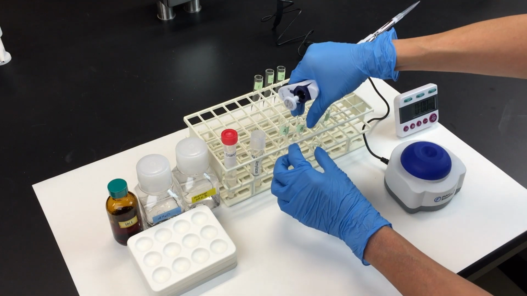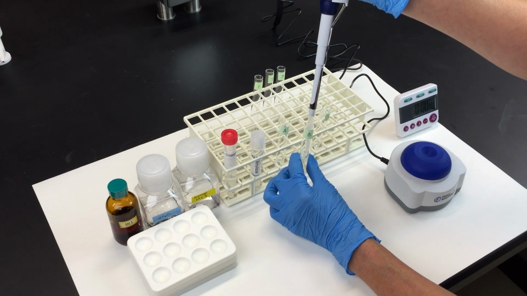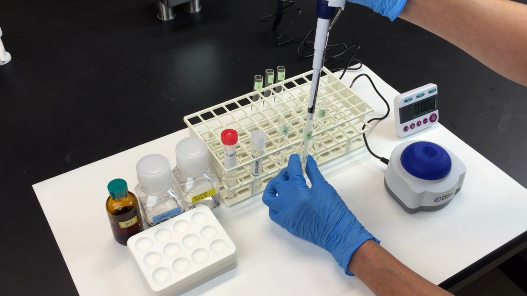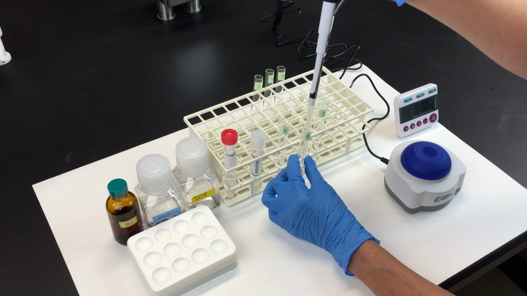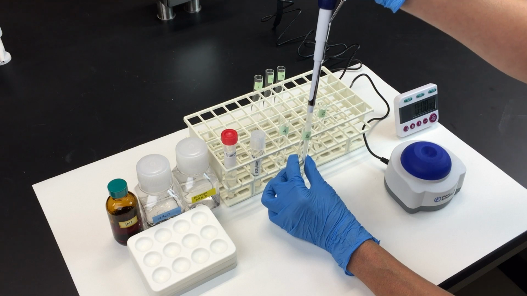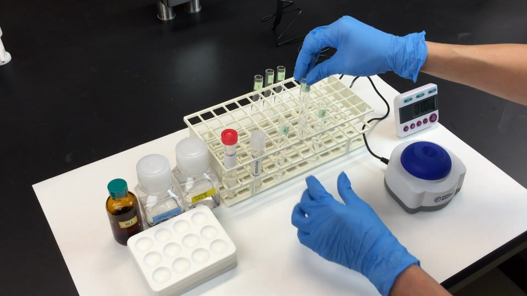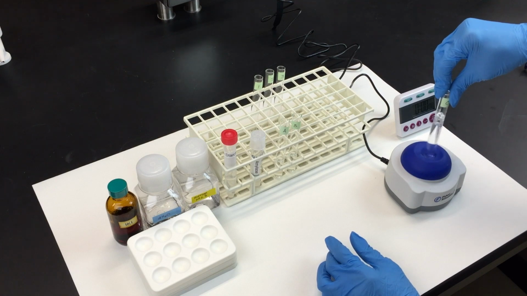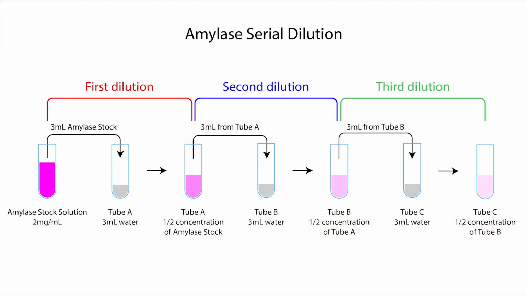For your last concentration, take 3 milliliters from tube B and put it into tube C. This is your third and final concentration of amylase, and it's now 1/2 the concentration of tube B. Here's a diagram to outline what we've just done.